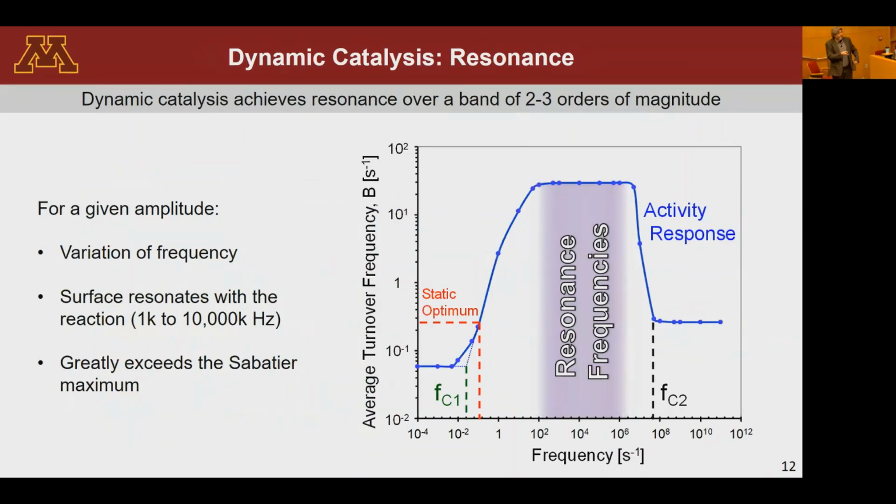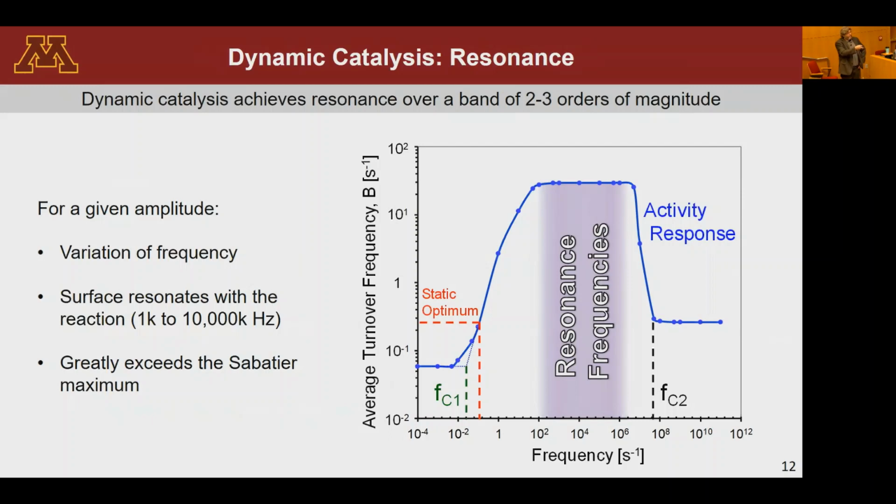So what does this look like when I put everything together? Here's a system where I've averaged out the turnover frequency with time. And here you can see these are the square wave frequencies I've imposed on my catalyst surface. And you can see here's the static optimum right there, and it's right around this sub-hertz, 1 hertz range where I start to match that. But down here at low frequencies, I'm not doing very well.